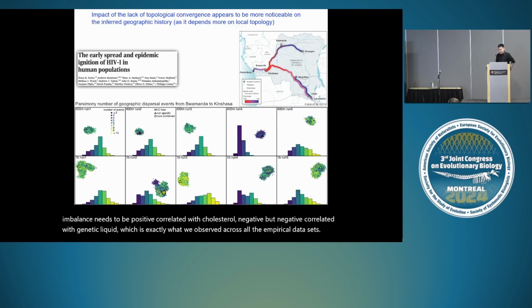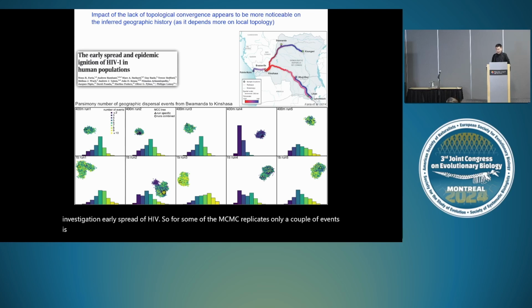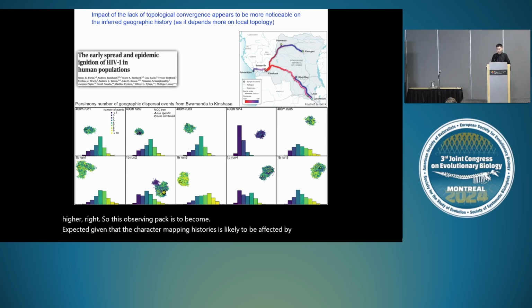All right, so does the convergence issue actually matter for the focal parameters we care about in phylogenetic analysis? Well, it appears sometimes they do. Here we look at the number of dispersal events inferred between two focal geographic areas in this important study investigating the early spread of HIV. For some of the MCMC replicates, only a couple of events are inferred, while for other replicates, the estimate is at least 6 or 7, and could be even higher. This observed impact is kind of expected, given that the character mapping history is likely to be affected by local topological structure.